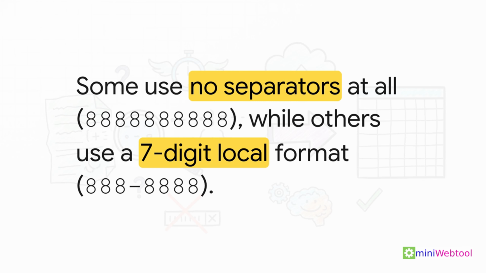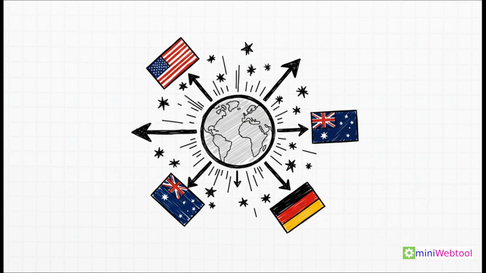It can't. And just when you thought it couldn't get any crazier, we go international. All of a sudden, you've got country codes, plus signs, and completely different ways of spacing the numbers. A number from the UK looks nothing like a number from Germany. The number of possible patterns just exploded.